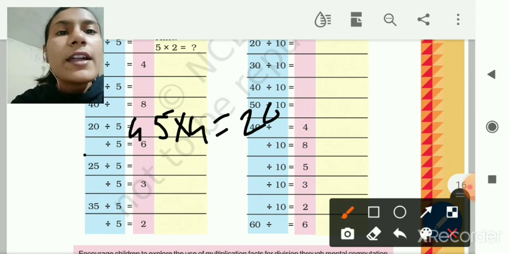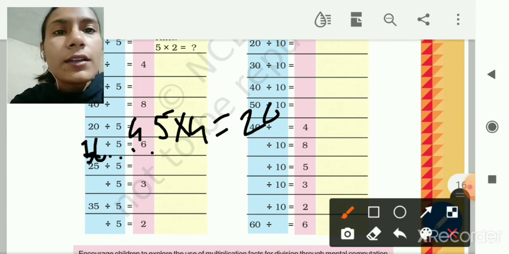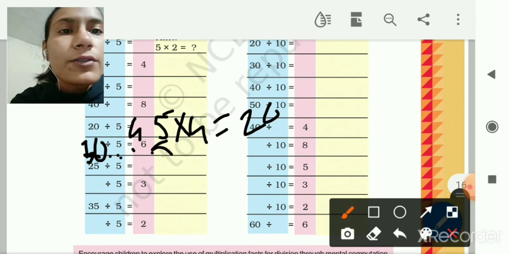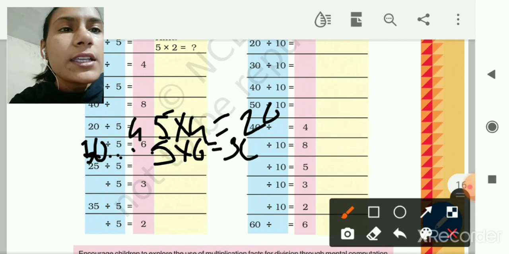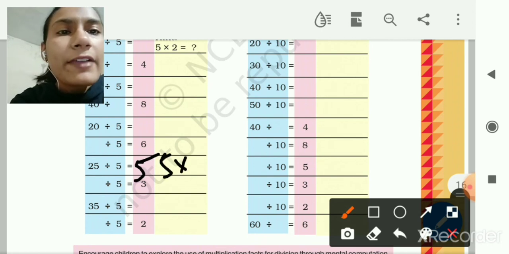Then next, dash divided by 5 is equal to 6. So which number here will come? So 30 divided by 5 is equal to 6. So 5 6s are 30. So you can write here 5 multiplied by 6 is equal to 30. Then 25 divided by 5. 5 5s are 25. So here 5 will come. So 5 multiplied by 5 is equal to 25.